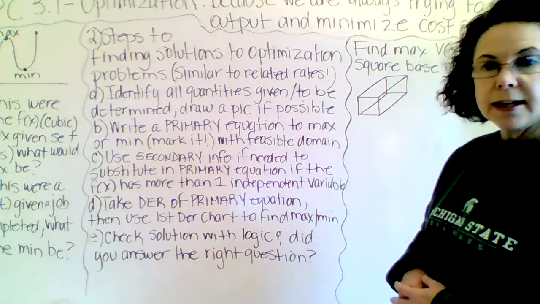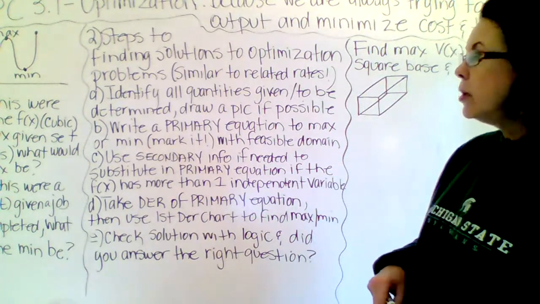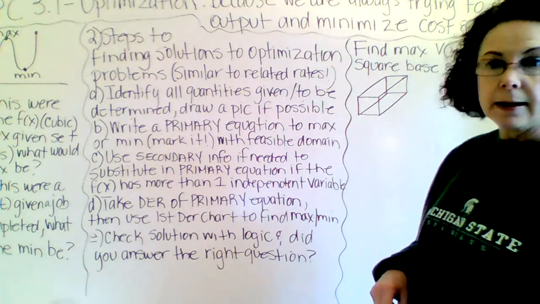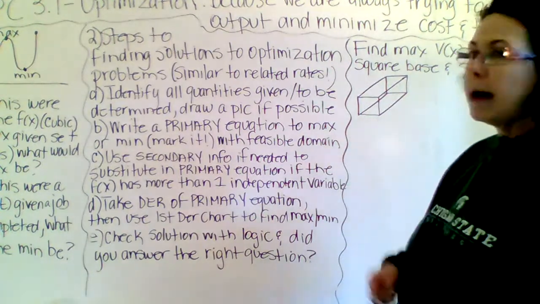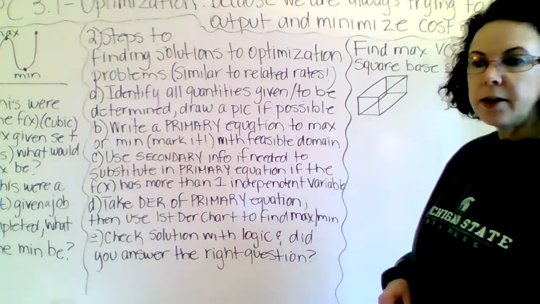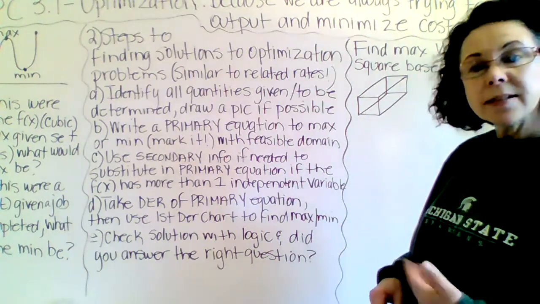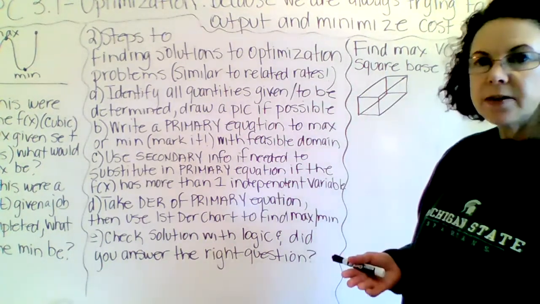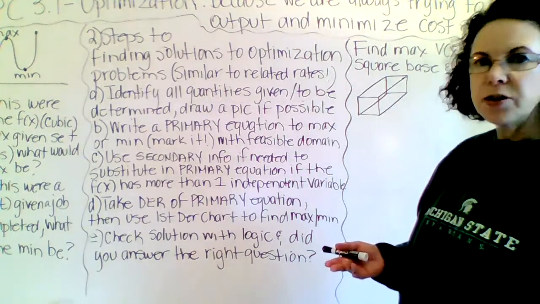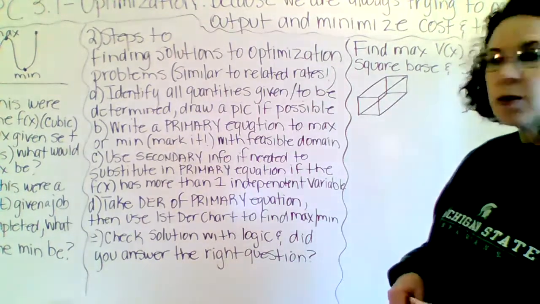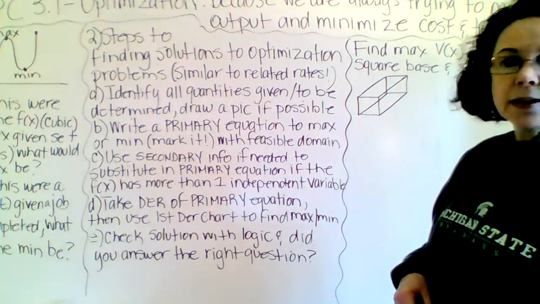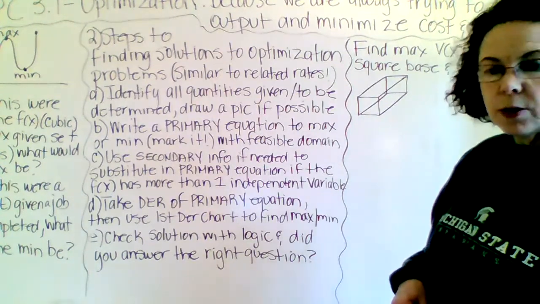Did we actually answer the right question? If we find the side length of a box where we're trying to find the maximum volume, and they ask us what that volume is, we have to answer that question too, not just what the dimensions of the box are. So we have to make sure we're answering the right questions.